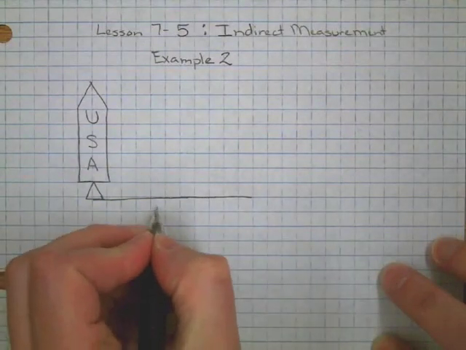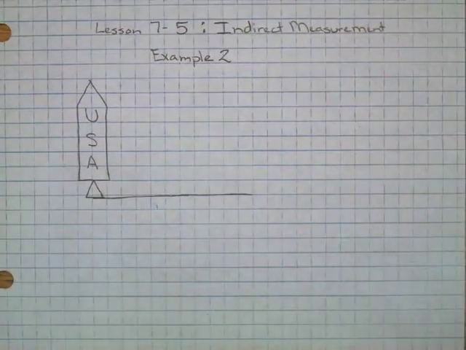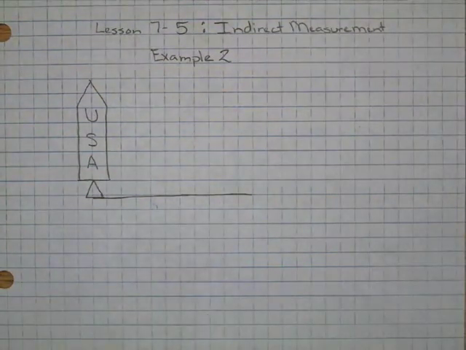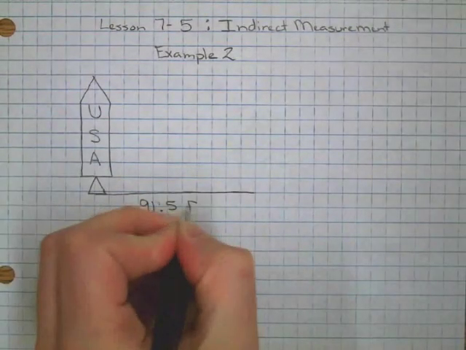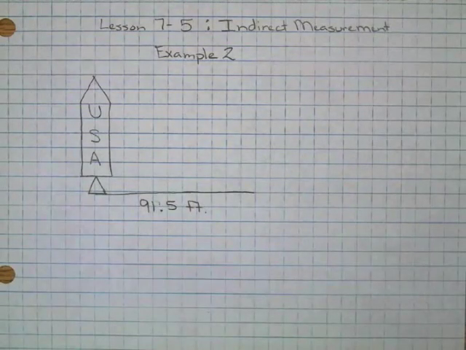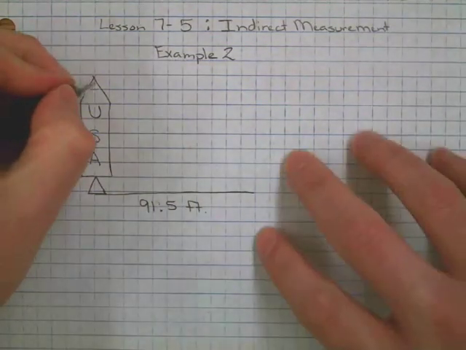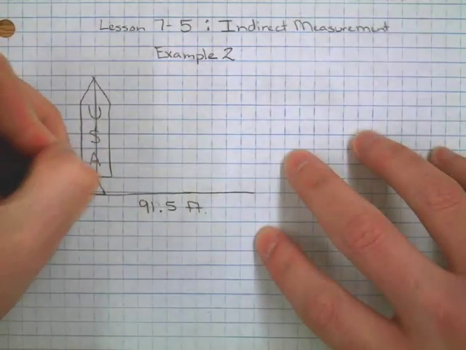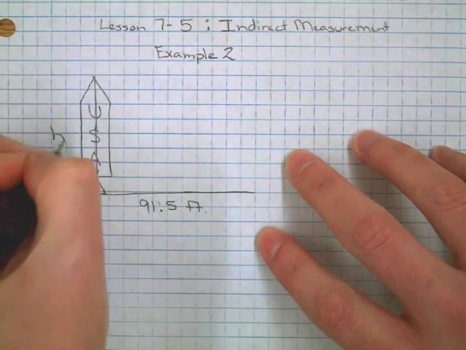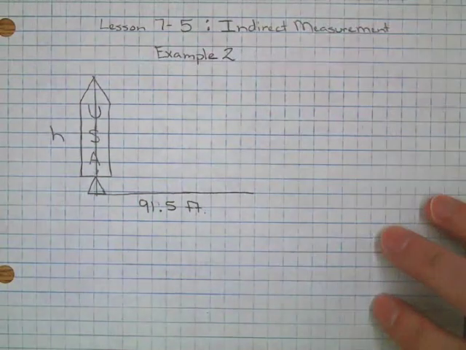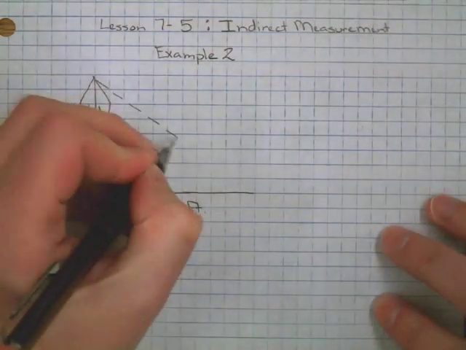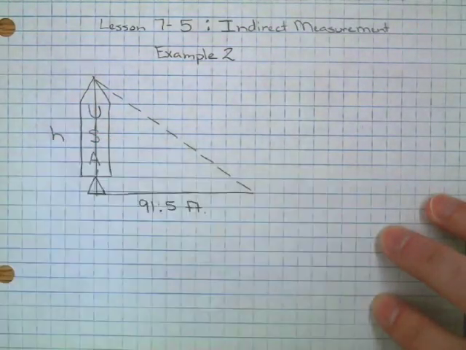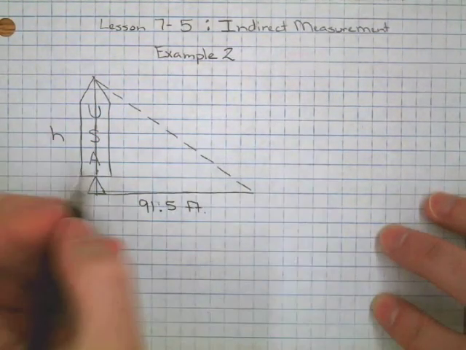And let's say you do that, and you find out that the length of that shadow of that particular rocket is 91 5/10 feet, 91.5 feet. And we want to know the height of that rocket. Well, with one more side, if we pretend that there's a third side that comes down here, we have a right triangle.